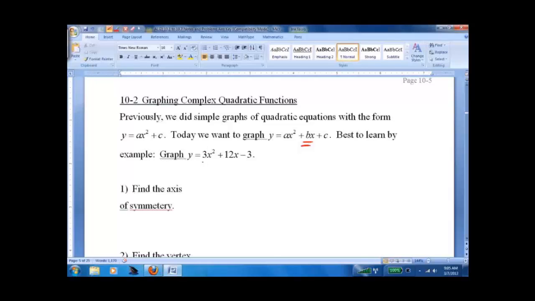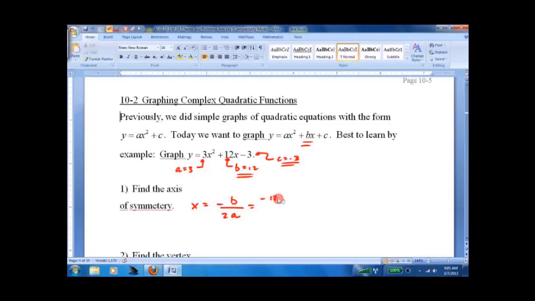Well, first thing I like to do when I'm first time on this is label them. A equals 3, b equals 12, c equals negative 3. So first thing we have to do is find the axis of symmetry. The axis of symmetry is x equals negative b over 2a. So that's just a formula, so you've got to memorize that. I'll probably give it to you if it's bothering you about memorizing it. And just plug it in.